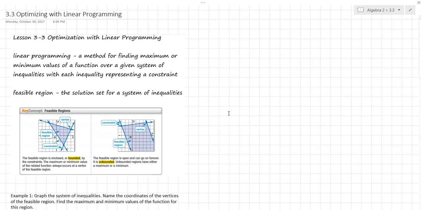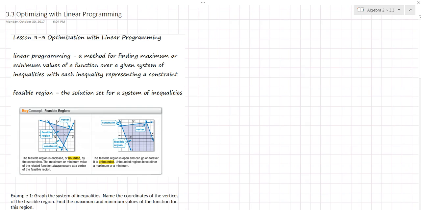This is lesson 3.3, Optimizing with Linear Programming. So what is linear programming? Linear programming is a method for finding the maximum or minimum values of a function over a given system of inequalities, with each inequality representing a constraint. And then the feasible region is the solution set for the system of inequalities, so our shaded region.